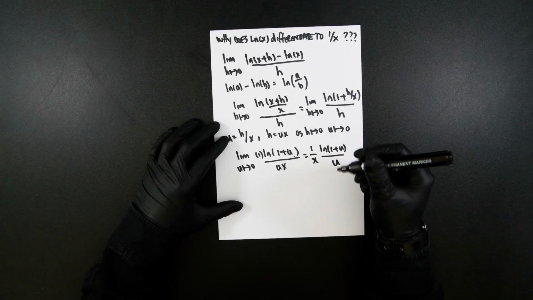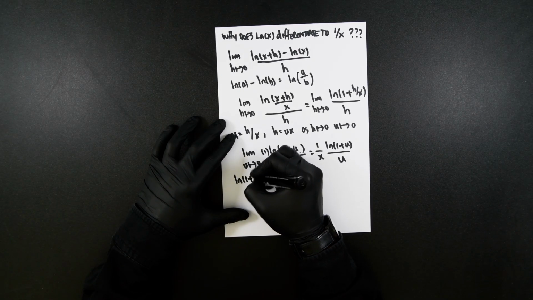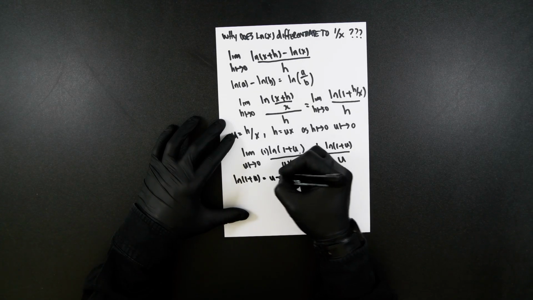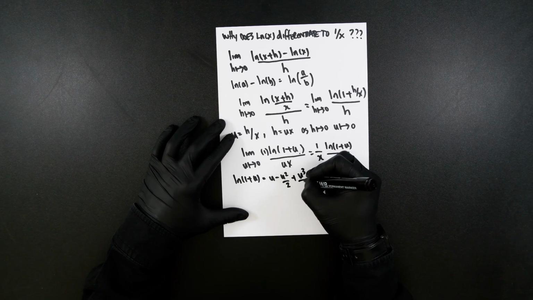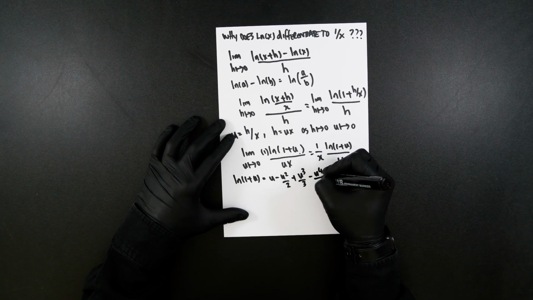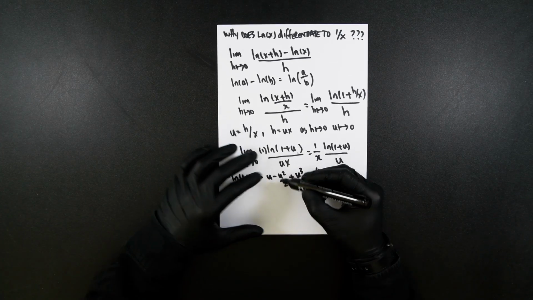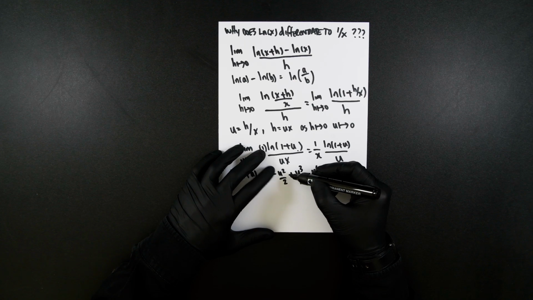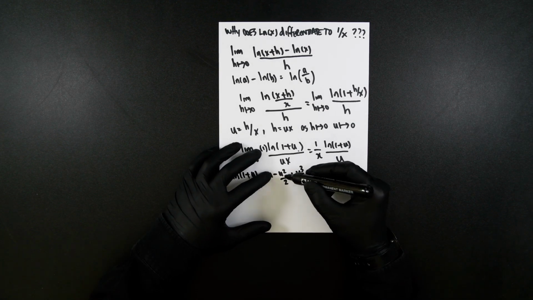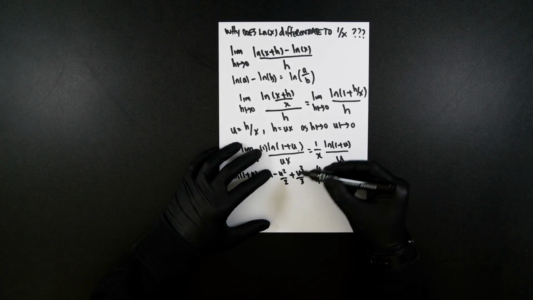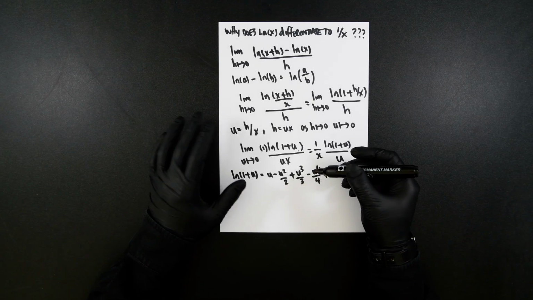Now, we're going to use the Taylor series expansion, where we know that ln(1 plus u) equals u minus u squared over 2 plus u cubed over 3 minus u to the 4 over 4 plus, and so on. With the Taylor series, the signs alternate between negative and positive, and the indices go up by 1 and you divide by it. It's not a Taylor series video, so I'm not going to explore that completely.